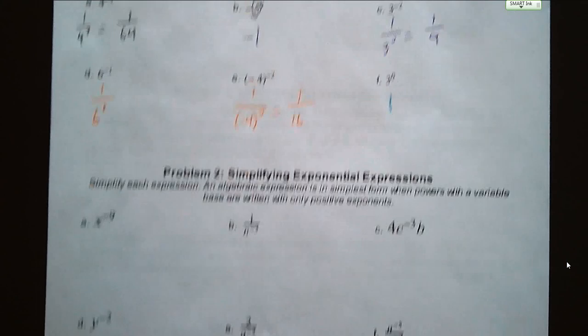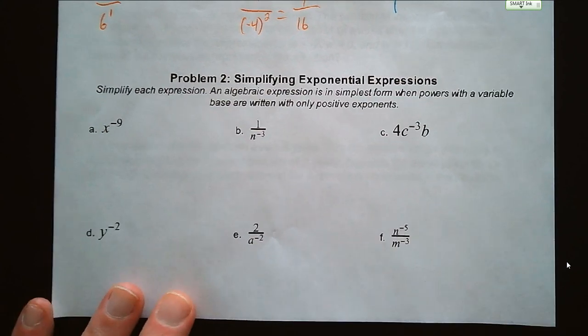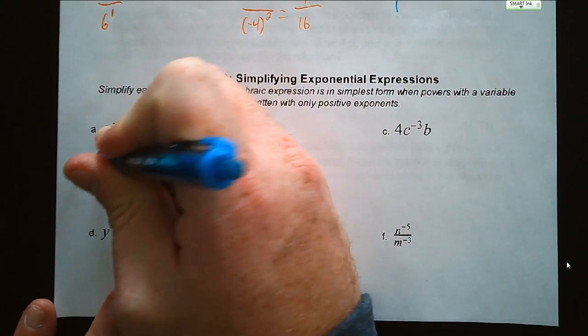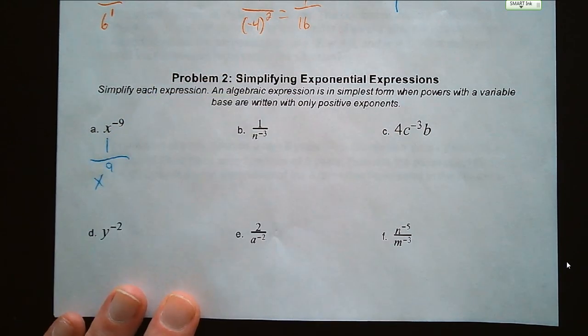Moving down to problem 2, we're going to simplify each expression. An algebraic expression is in simplest form when the powers with a variable base are written in only positive exponents. So we need to make these all positive. So x to the negative 9th, we write it as 1 over x to the 9th. Positive exponent. We moved it to the basement.